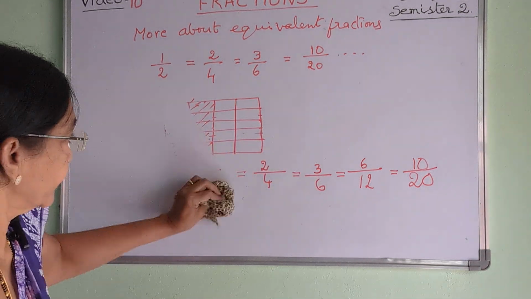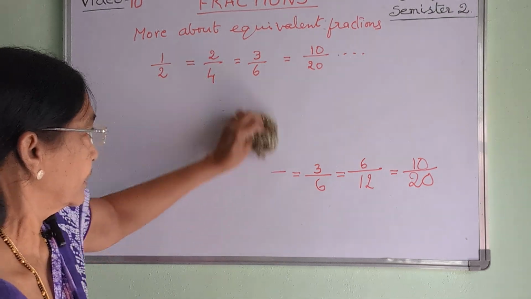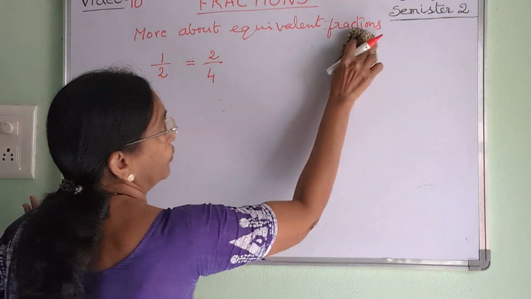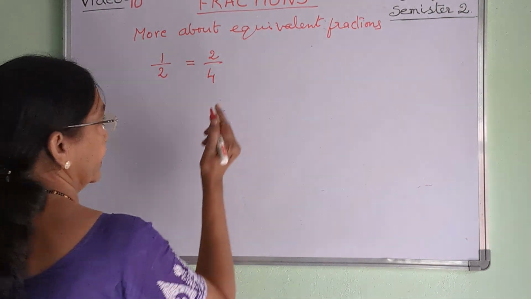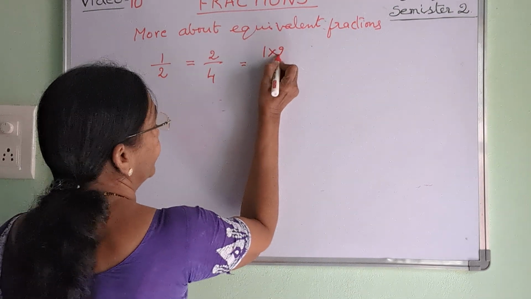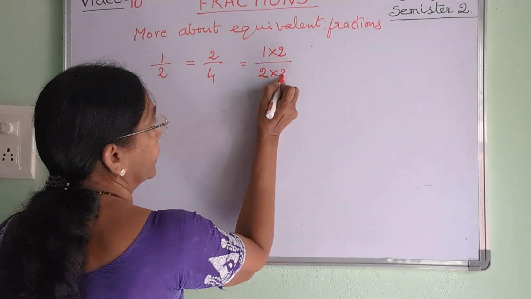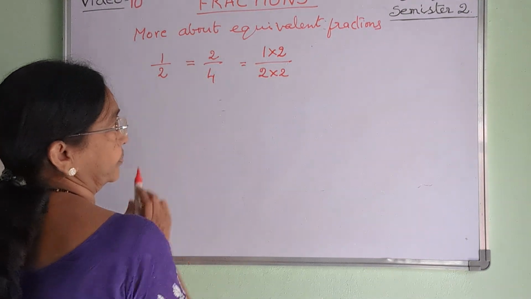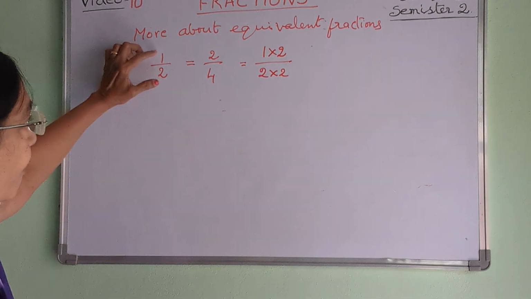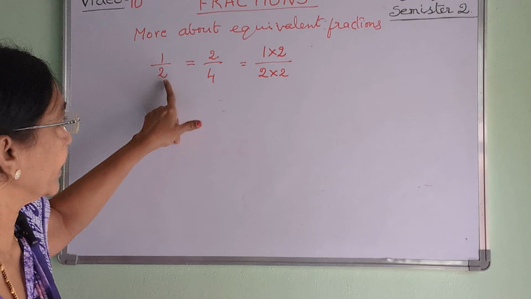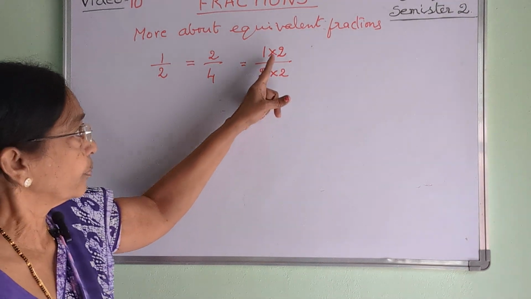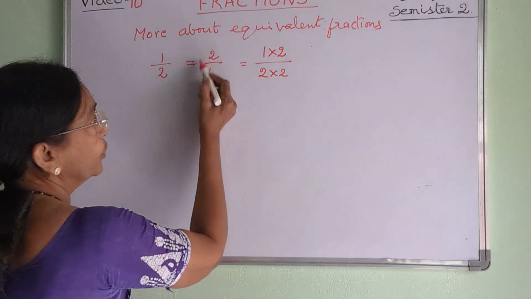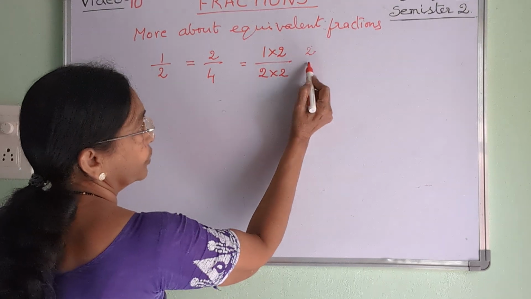Now, 1 by 2 is equal to 2 by 4. 1 by 2 and 2 by 4 are equivalent. That is 1 into 2 by 2 into 2. 2 can be written as 1 into 2 and 4 can be written as 2 into 2. So this fraction, half, is multiplied by 2 both on the numerator and the denominator. Then we get 2 by 4. 1 into 2 is 2, 2 into 2 is 4.